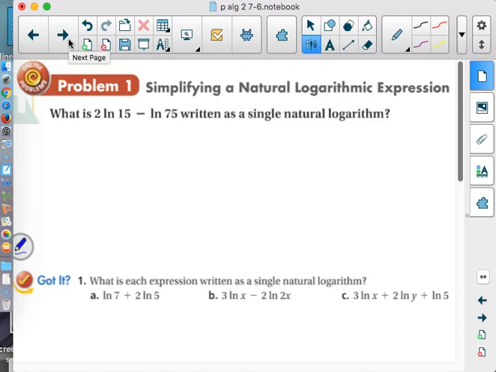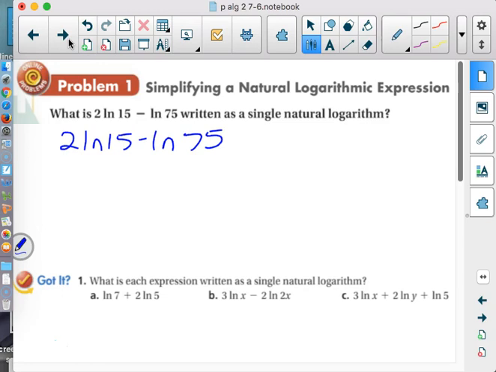What is 2 natural log of 15 minus natural log of 75? Hey, wait a second. Our objective was evaluate and simplify natural logarithmic expressions and solve equations using natural logarithms. Yeah, this is part one. I mean, this is the first part of the objective. We have to simplify it first because, like I was talking about during the homework, we need one logarithm, one thing equals one thing, and then it gets snail shelled. This is not one thing. So think about what we already know about logarithms. What would you do first?